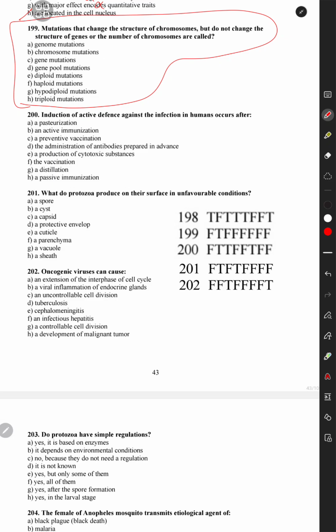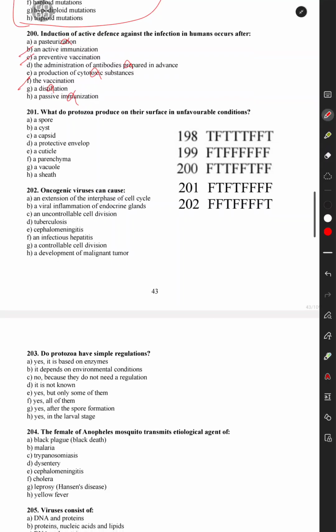Induction of active defense against infection in humans occurs after pasteurization? No. Active immunization. Preventive vaccination. Yes. The administration of antibodies prepared in advance? No. Production of cytotoxic substances? No. Vaccination. Yes. Distillation. No. Passive immunization. No.